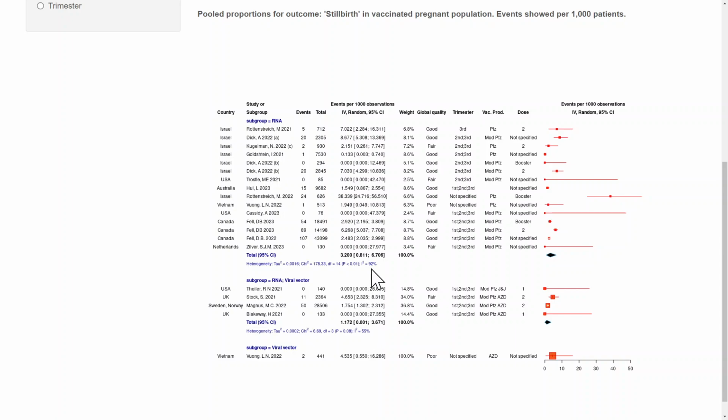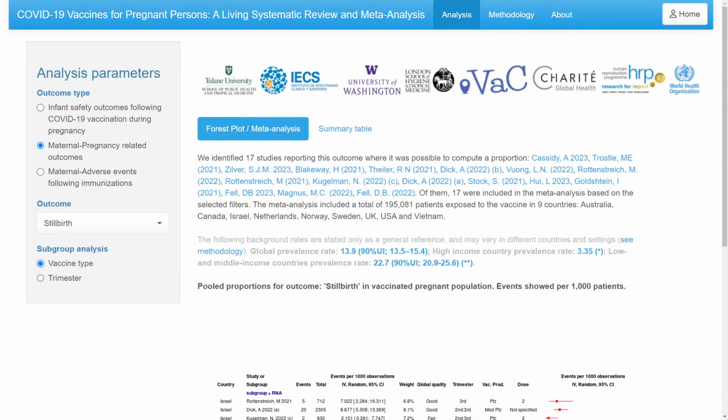We encourage you to keep exploring these results over time, as new evidence is regularly added to the analysis. This ongoing review helps us stay up to date with the latest information about COVID-19 vaccines and their effects on pregnant women and their children.